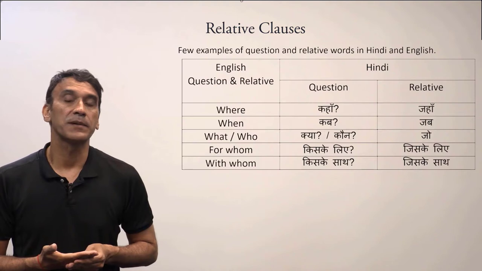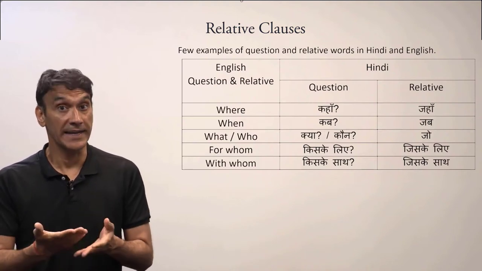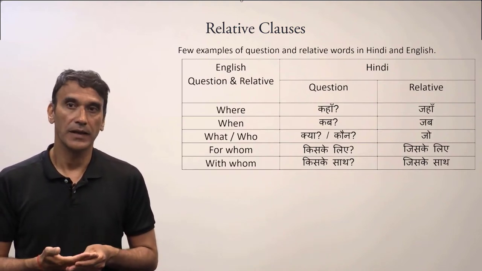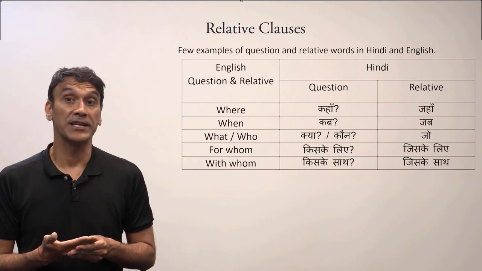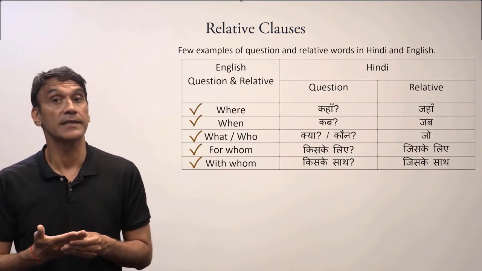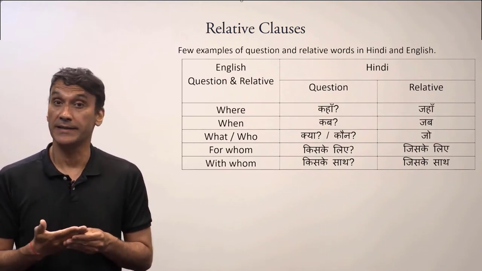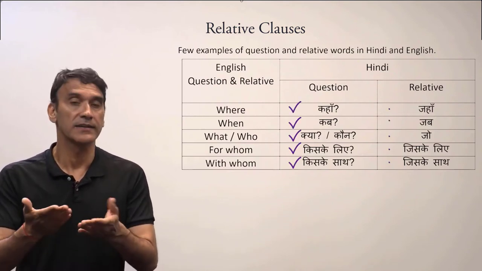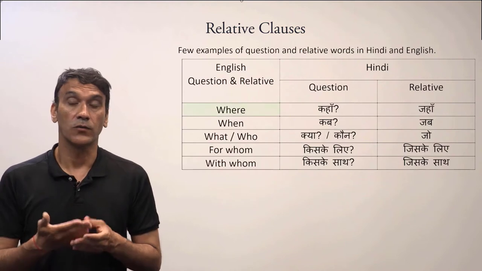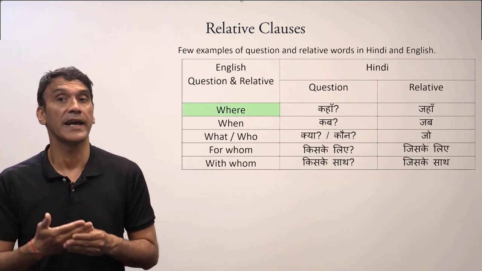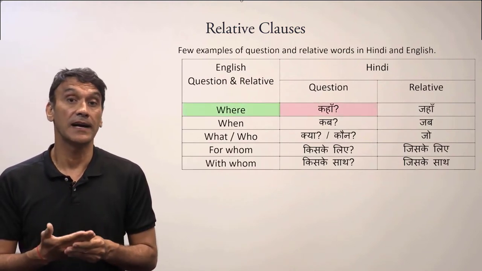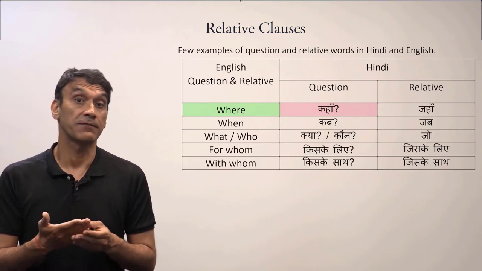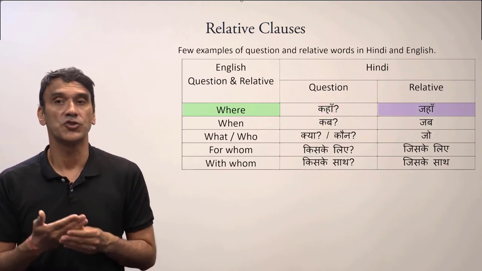Here, I'll give you some examples of question words and relative words in Hindi and in English. Here in this table, you can see that in English, both the question words and the relative words are the same. In Hindi, there's a clear distinction. Here are the question words and these are the relative words. So where in English is both question and relative, but in Hindi, kahan is the question, and when it comes in the function of a relative, it becomes jahan.